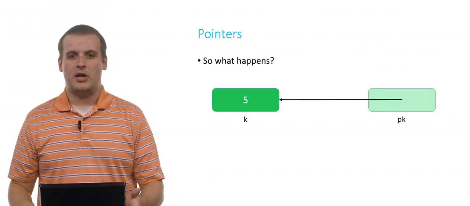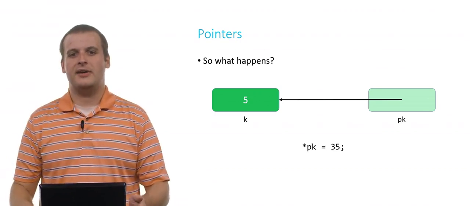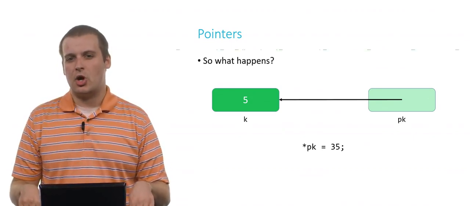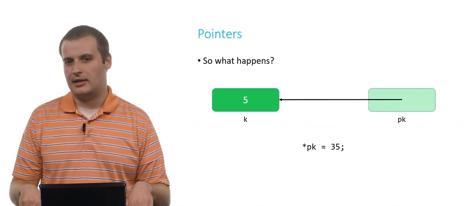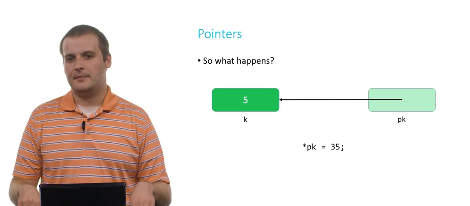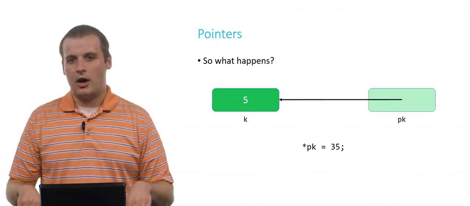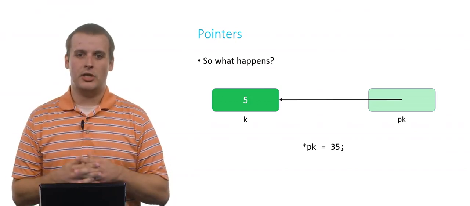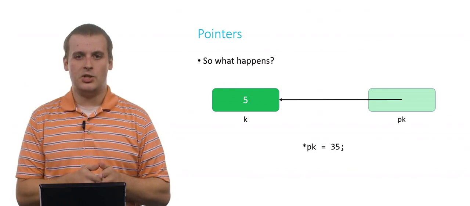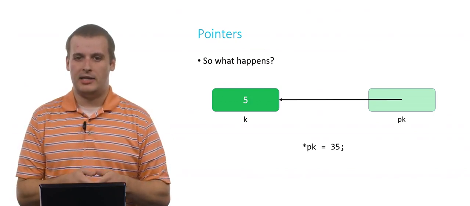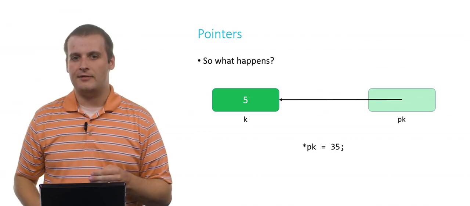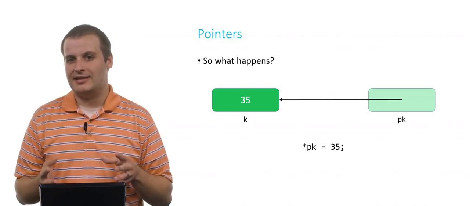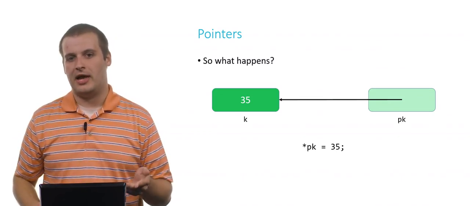So here's the diagram we left off with at the very beginning of the video. What happens now if I say star pk equals 35? What does it mean when I say star pk equals 35? Take a second. Star pk. In context here, star is the dereference operator. So when the dereference operator is used, we go to the address pointed to by pk, and we change what we find. So star pk equals 35 effectively does this to the picture. It's basically syntactically identical to having said k equals 35.